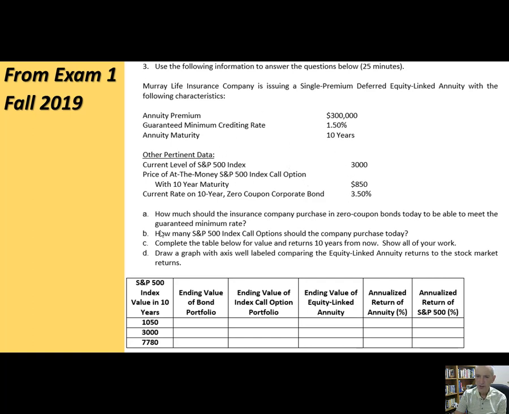So the three questions you have, and then the fourth question is the graph. We'll talk about the graph. The three questions: how much should they purchase of this zero-coupon bond so that they can lock in the 1.5% return?